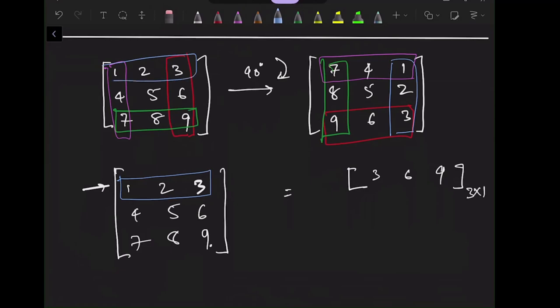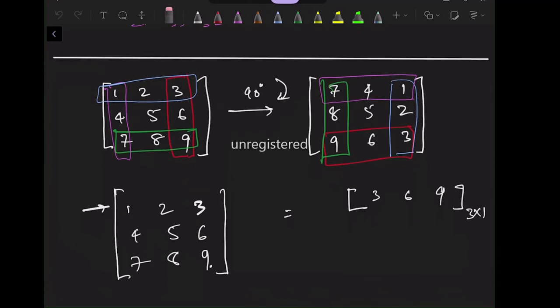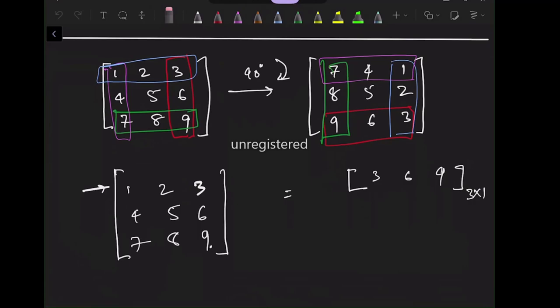Let me place this here. So let's consider where exactly 1 is going. It is taking this place. 3 is moved here, 9 is moved there, 7 is moved there. And then we have movement of 2 here, 6 here, this here, and this here.